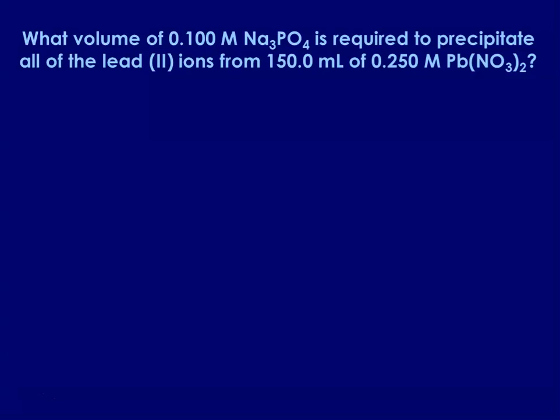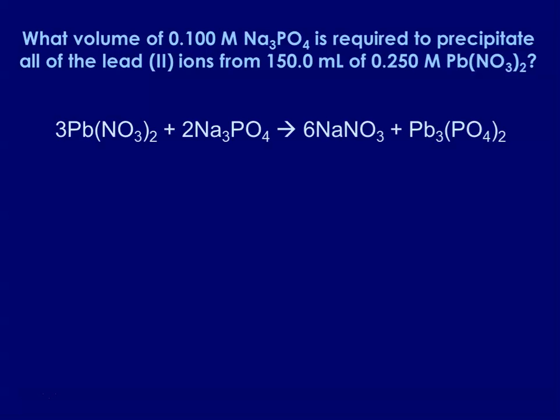So here we're taking Na3PO4, 0.1 molar. We want to know what volume of it would be needed to precipitate out all of the lead 2 ions from 150 mL of 0.25 molar Pb(NO3)2. So we know Pb(NO3)2 and Na3PO4 are going to react together, and we know that the Pb ions are going to be precipitated out with the phosphate ions. So sodium and nitrate are going to go together as well. And if you go through and write your formulas and you balance out your equation, this is what you should see: 3 Pb(NO3)2 (aq) plus 2 Na3PO4 (aq) make 6 NaNO3 (aq) and 1 Pb3(PO4)2 (s).